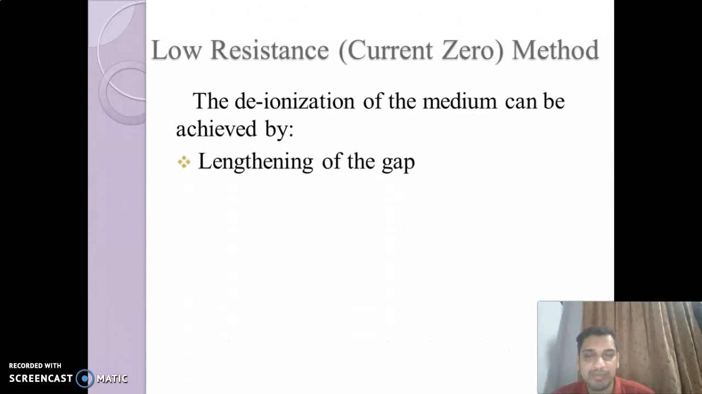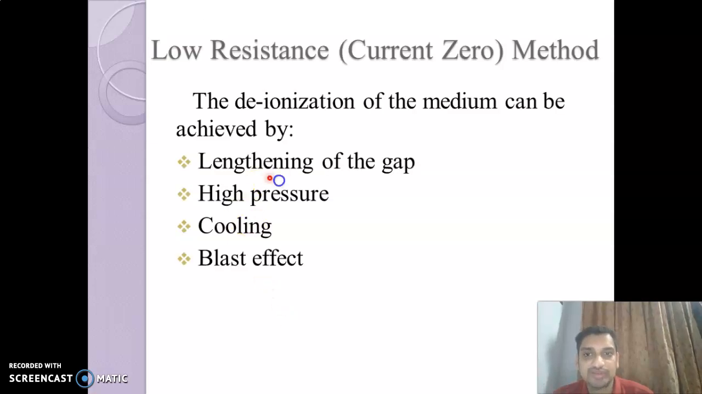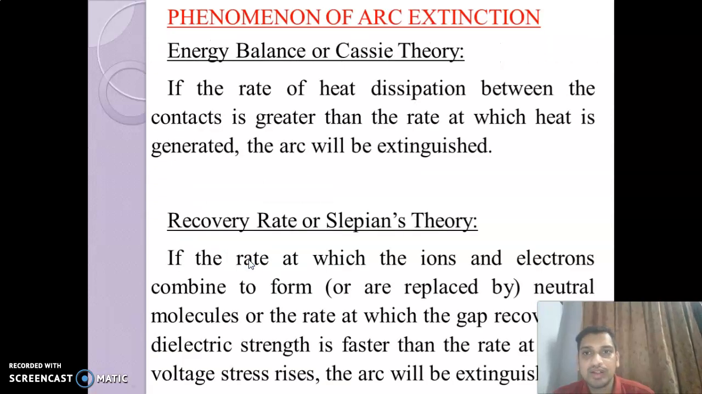The different methods of low resistance are lengthening the gap, high pressure, cooling, and blast effect. These are the main methods in the low resistance method. The phenomenon of arc extinction is explained by two theories. One is the energy balance or Cassie's theory. The second one is the recovery rate or Slepian's theory.